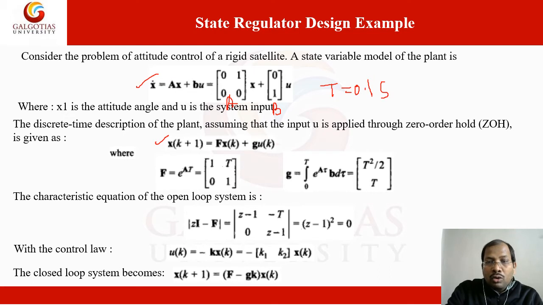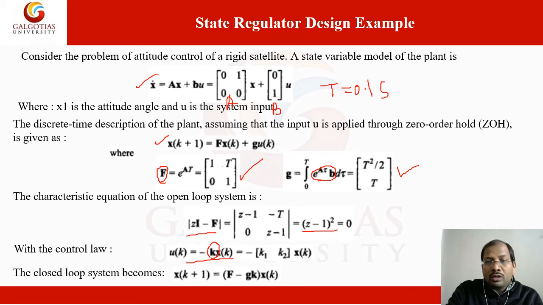As we already discussed, the system matrix F in discrete domain we can calculate, that is equal to e to power AT. So simply we can put, and we get this form, and G is equal to the integral from 0 to T of e to power A tau B d tau. So we multiply, simplify and integrate with respect to 0 to T, and we get this G matrix. Now we can calculate the characteristic equation. This is the actual system characteristic equation, that is (z minus 1) whole square. And you know that the controller u(k) is equal to minus Kx. So we want to calculate this K, the gain value.